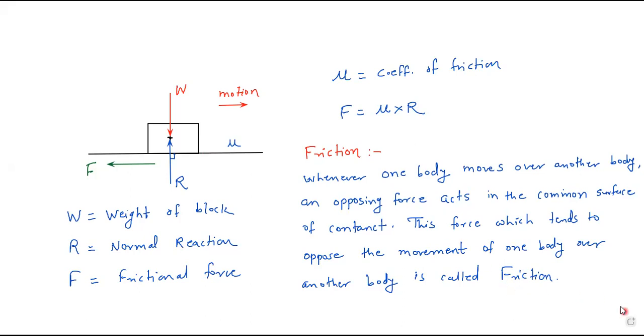So now after this we will see the classification of friction. Basically friction is divided into two types. First is the static friction, second is the dynamic friction.